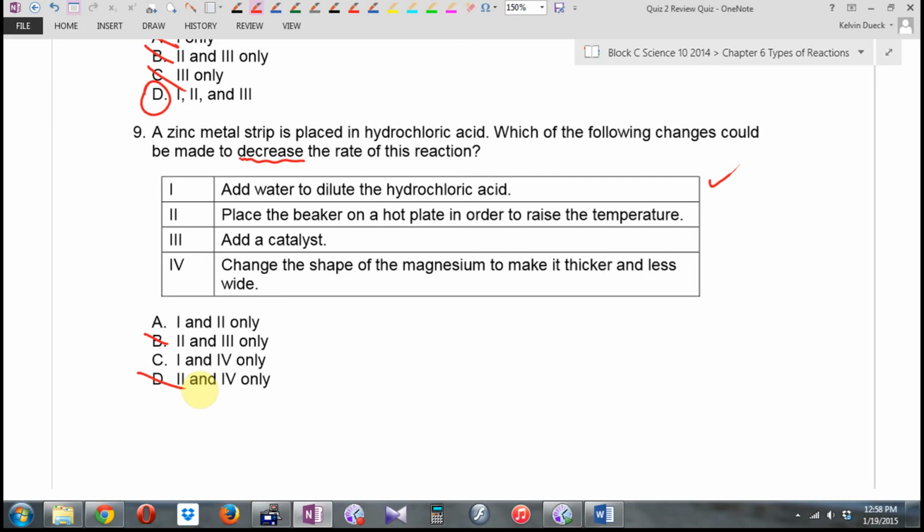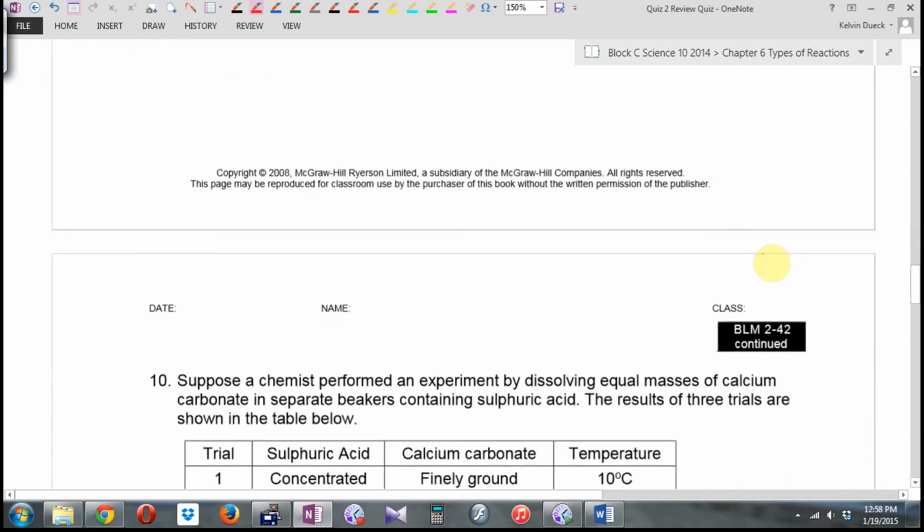Okay, it makes the molecules move faster. If they're moving faster, are they more likely to bump into each other and have chemical reactions? So that speeds it up. Matt, adding a catalyst, does that speed it up or slow it down? Speeds it up. Oh, I can now cross off C. Oh, sorry, A, because 2 is wrong. Oh yeah, changing the shape to make it thicker and less wide reduces the surface area. Turn the page.